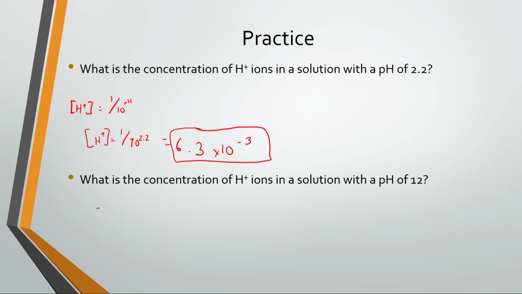This one, what is the concentration of hydrogen ions in a solution with a pH of 12? Now, interestingly, I already actually asked you the reverse of this question on the earlier slide, but H plus equals 1 over 10 to the 12th, which is 1.0 times 10 to the negative 12th. Right, and that's that.